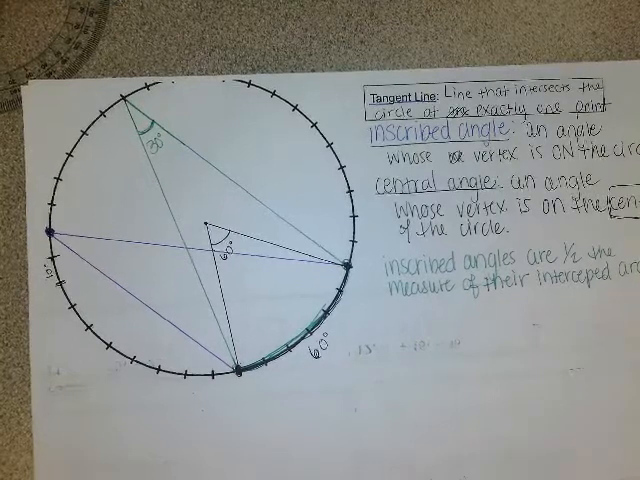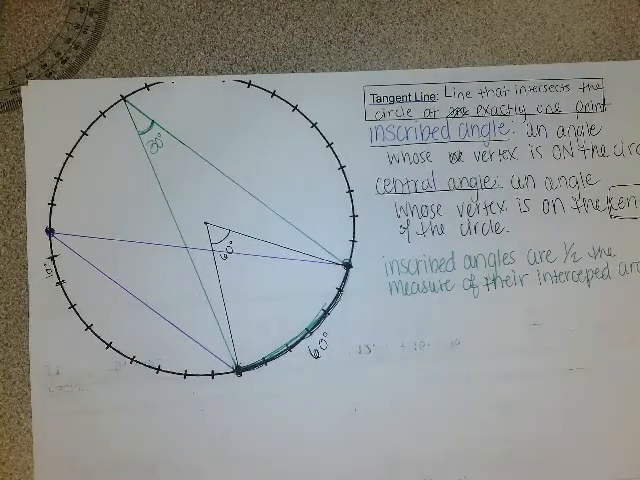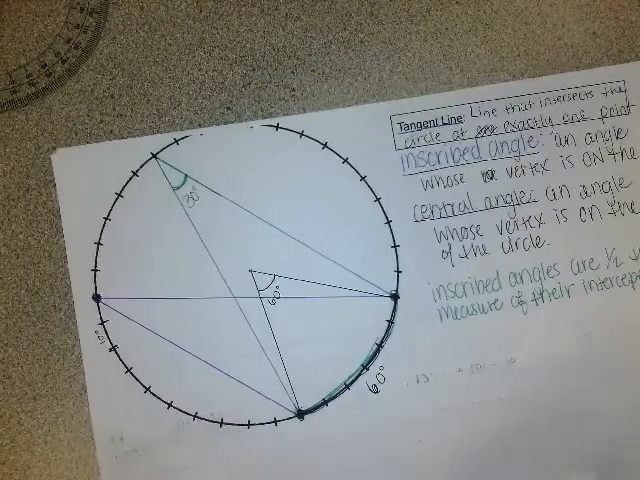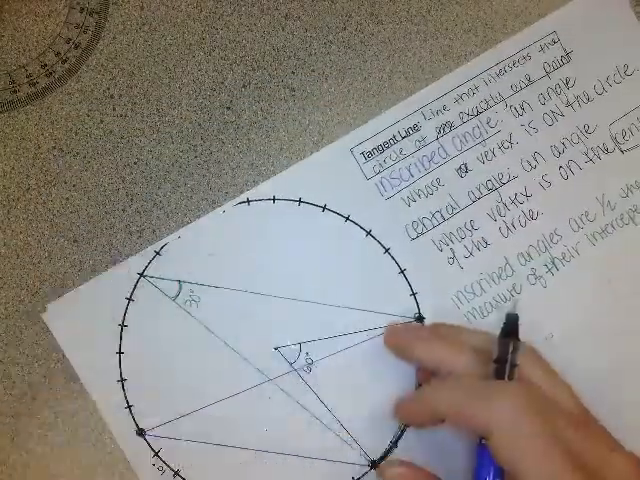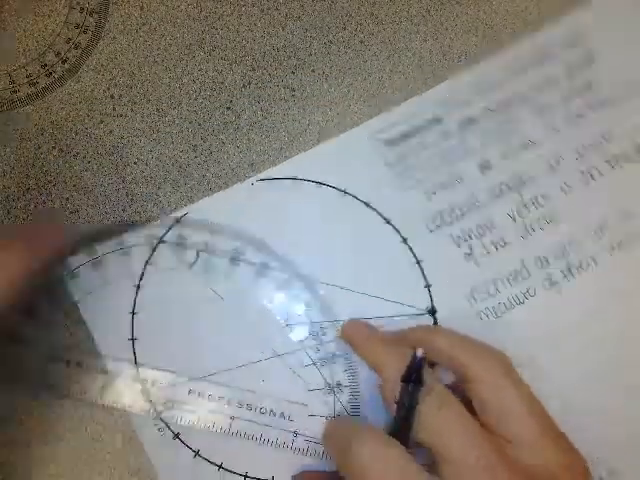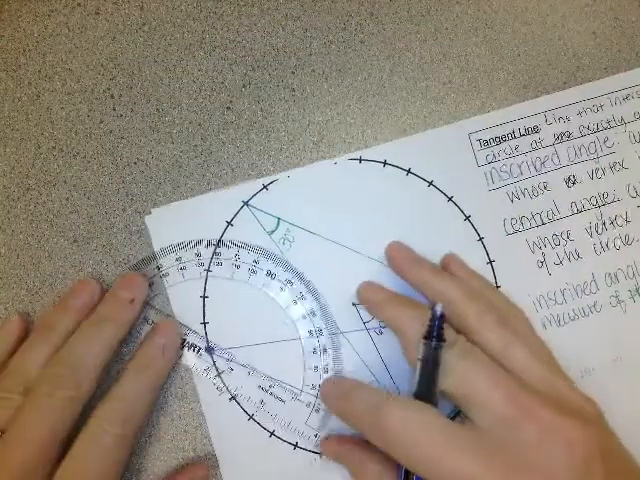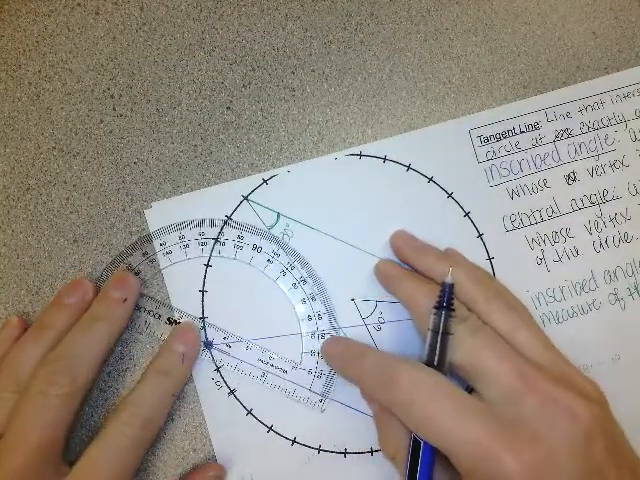All right, knowing what we know about inscribed angles, what can I predict about this angle? It's going to be 30, so go ahead and measure it and make sure it's 30. I'll use this one to show. Some people have this one.